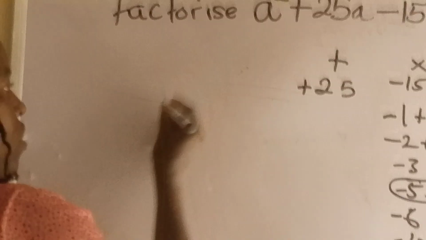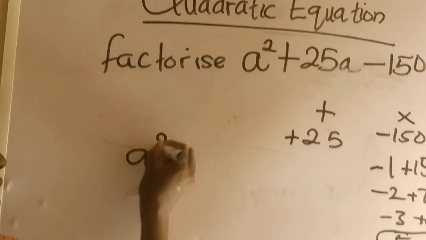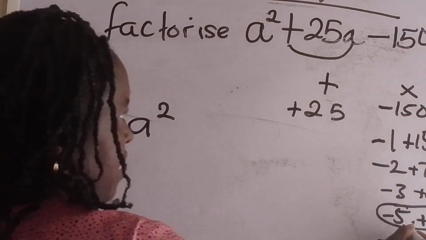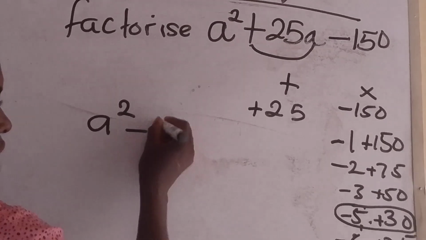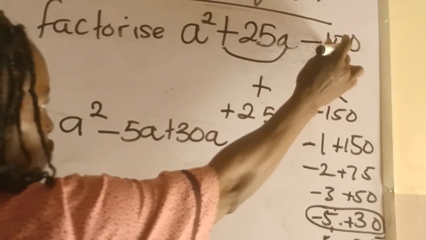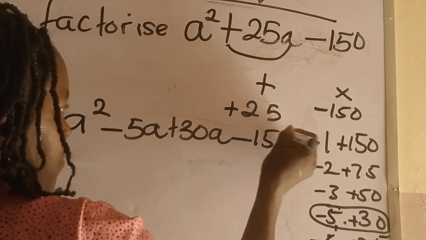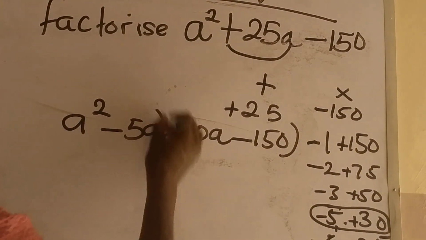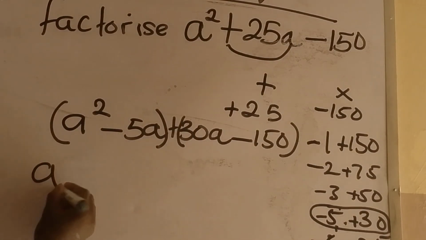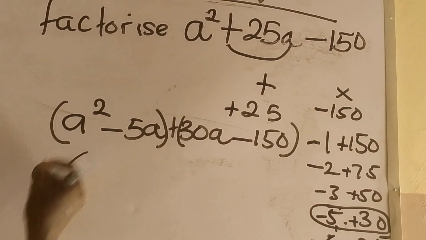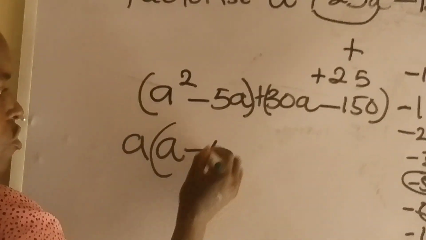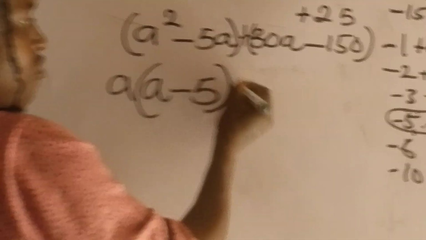Now you rewrite your question, which will be a squared. Then instead of this plus 25, you fix in this: minus 5a plus 30a. Then you fix in this minus 150. Then group them like this, pair them. What is common in this bracket? A is common. You have a squared divided by a, you have a, minus 5a divided by a, you have 5, right? Now you have plus here.